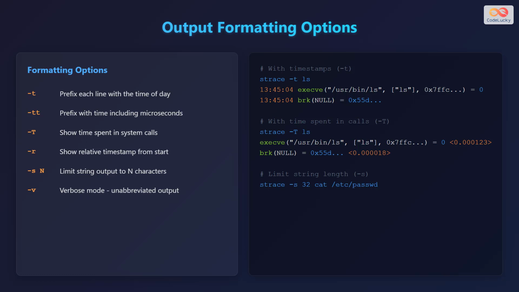And strace -s 32 cat /etc/passwd will limit the string length to 32 characters, which can be helpful when dealing with long file paths or content.